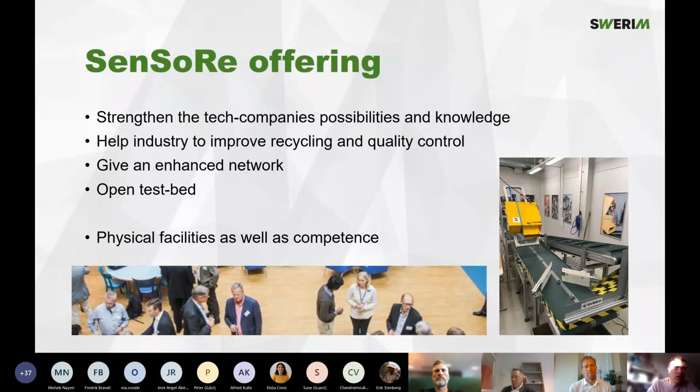And it's an open testbed, so everyone should be allowed to use it. And we see it as both a physical testbed, where we do have the conveyor and are able to test sensors, but also the knowledge in recycling and the waste streams.